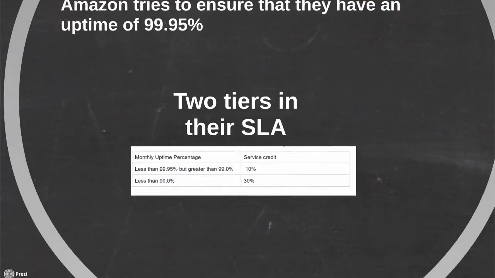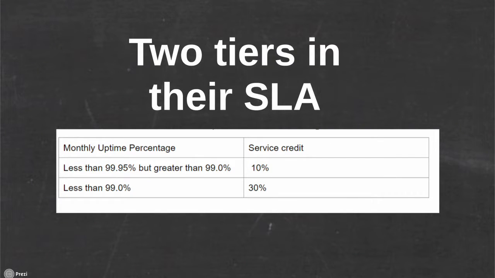So if they violate this, they give you a 10% service credit if it's between 99% and 99.95%, or a 30% service credit if it's less than 99%. If it's between 99.95 and 100, you don't get any sort of service credit.